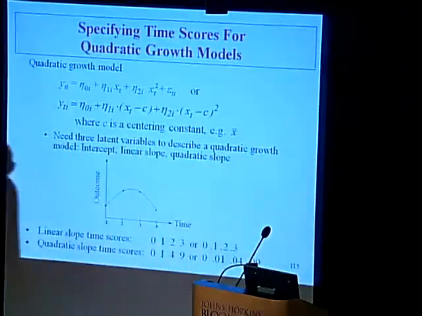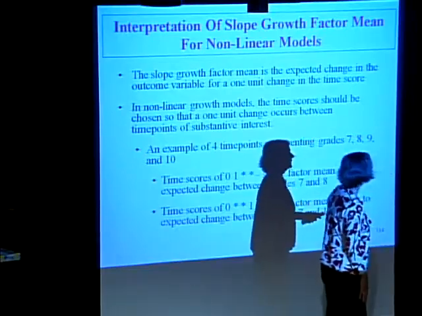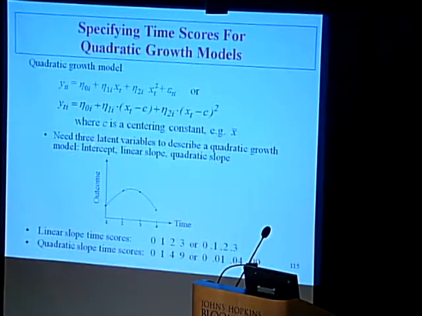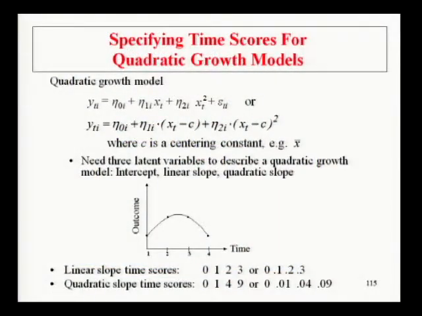So here's a picture. We need 3 latent variables when we have a quadratic growth model: intercept, linear slope, and quadratic slope. Here's a picture of what we might have going up at time 1 and time 2, coming down at time 3 and time 4. You can imagine that we're going to have more parameters to estimate because we have 3 growth factors now, and that third one is going to have a mean and a variance, and it's going to have a covariance with the other 2. So that implies that you have to have more measurement occasions to identify a quadratic growth model.